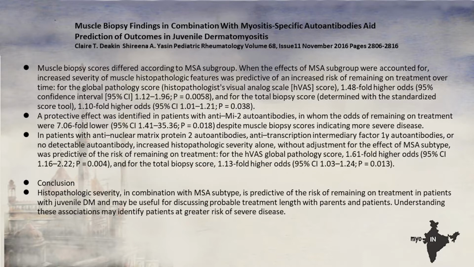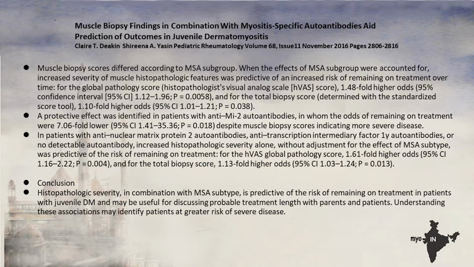Especially after this recent article from 2016 from Great Ormond Street, where they were able to show muscle biopsy findings in combination with MSAs, which aid prediction of outcomes in children with juvenile dermatomyositis. One striking finding was that in those few patients with anti-Mi2 autoantibodies, the odds of remaining on treatment were 7.06-fold lower, despite muscle biopsy scores indicating more severe disease.